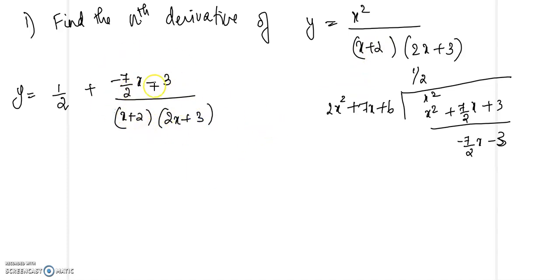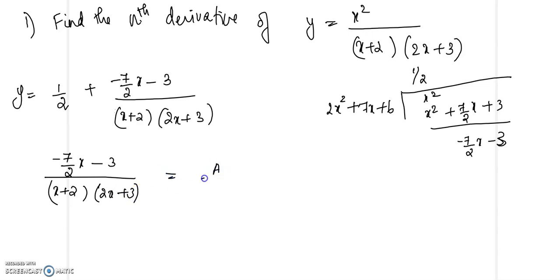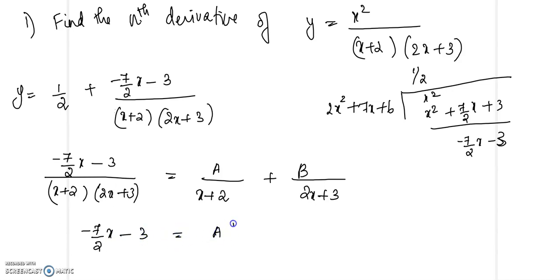And now the second term we will reduce into partial fractions. So (minus 7 by 2 x minus 3) by (x plus 2) into (2x plus 3) will be equal to a by (x plus 2) plus b by (2x plus 3). So minus 7 by 2 x minus 3 will be equal to a into (2x plus 3) plus b into (x plus 2).